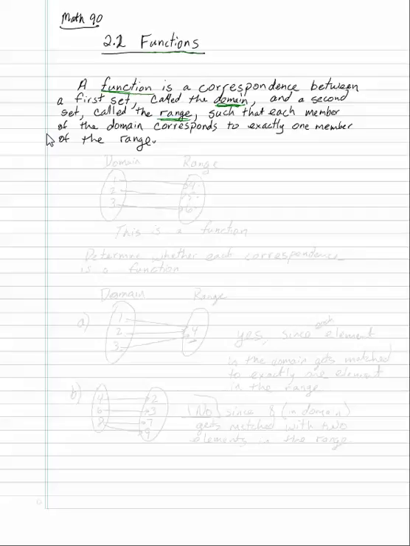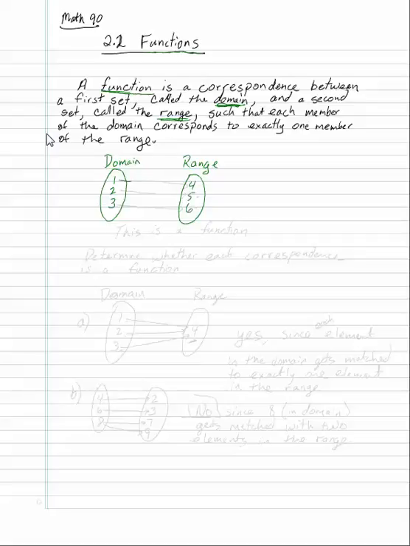Okay, so basically, if we have these two sets, say we have some numbers in here. The first set we call a domain. The second set's the range. And we're going to describe a relationship between these two sets and how we're going to assign the pairing between these two sets. That's a correspondence.